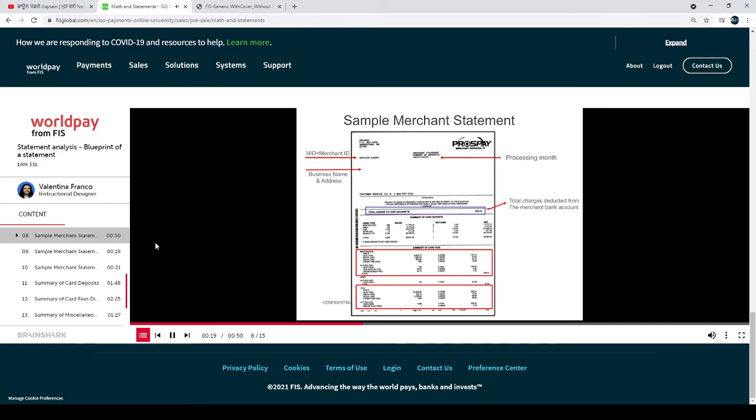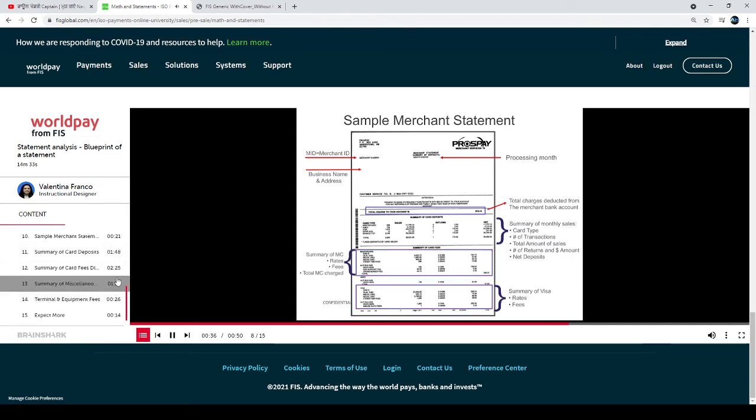You have the total charges to the merchant as well as the summary of card deposits and fees. The summary of monthly sales will show you card types, number of transactions, total amount of sales, number of returns, and the dollar amount as well as the net deposits for each month. In the summary of card fees, you will see the breakdown of each card type along with the rates, fees, and total charged. If you would like to see a better copy of this statement, please find it attached in the Attachment tab.